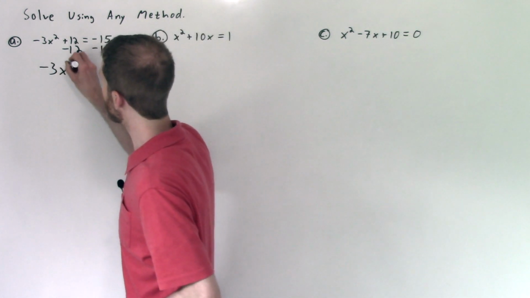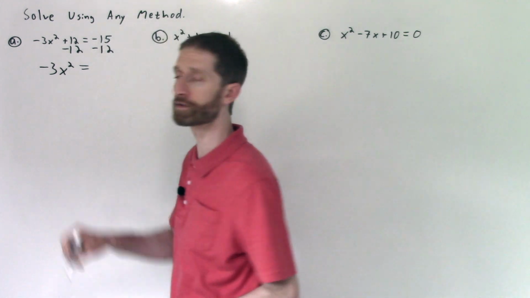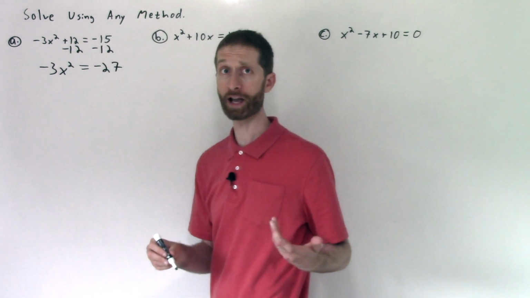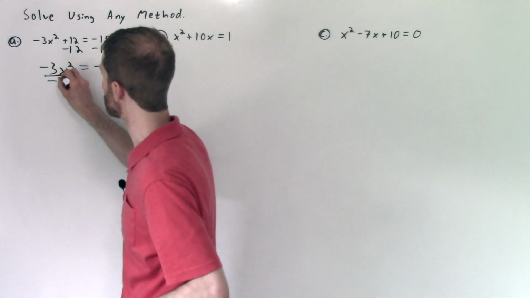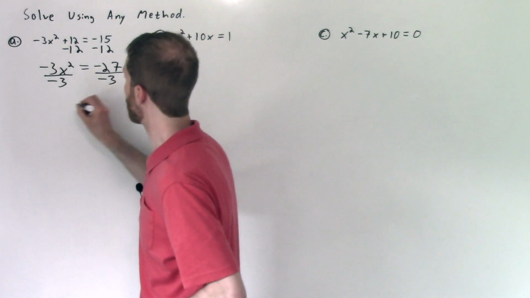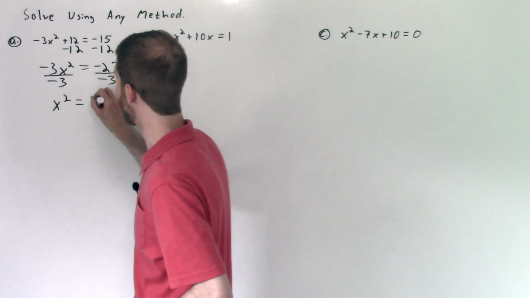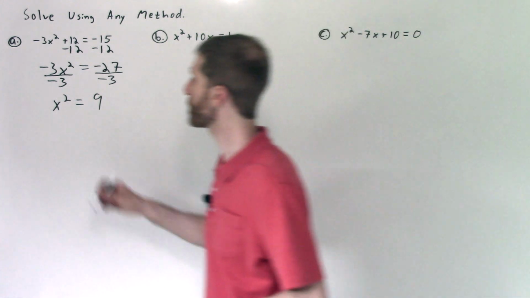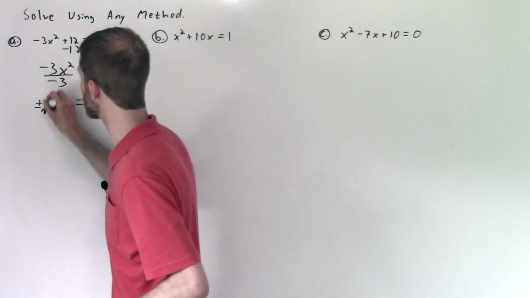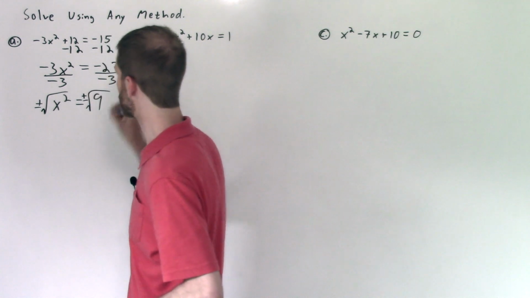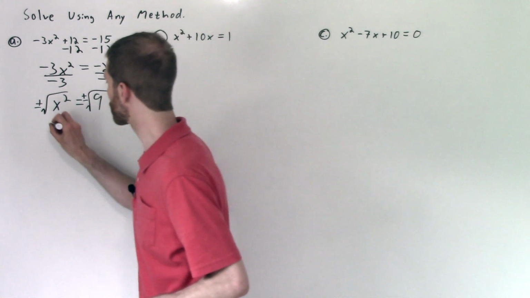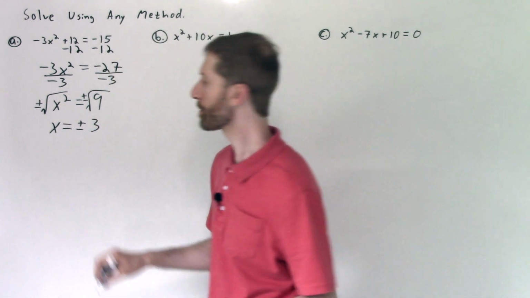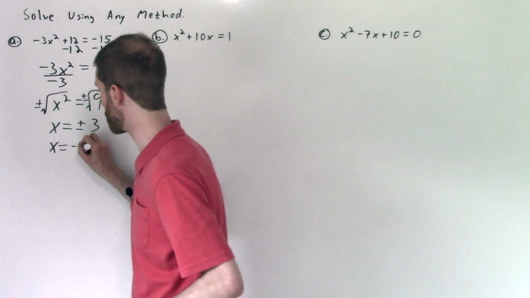So I get negative 3x squared, the 12's cancel, and negative 15 minus 12 is negative 27. From here, I'm going to divide both sides by negative 3. And that leaves me with x squared is equal to 9, negative 27 divided by negative 3. Remember, when we take a square root of both sides, we got to make sure we have plus or minus the square root. And that leaves us with x is equal to plus or minus 3. Which remember, that is x equals negative 3 or 3.